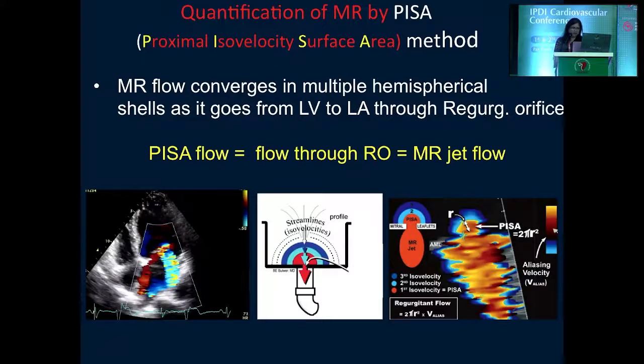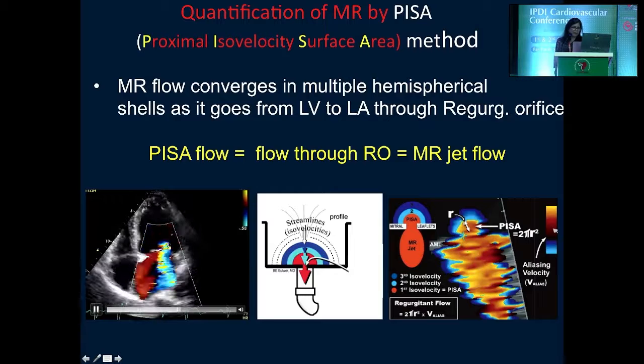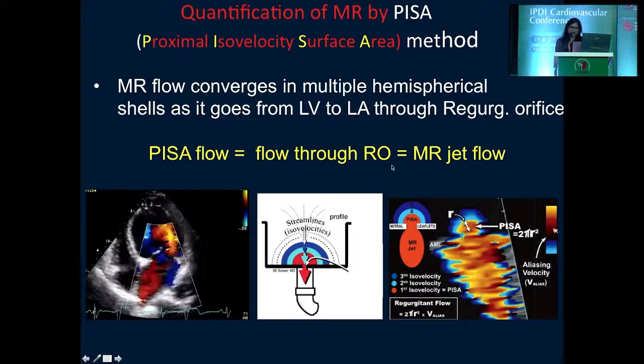And last of all, quantification of MR by PISA method. It's very, very easy. Just like stroke volume, you remember that PISA flow is equal to flow through the regurgitant orifice, which is equal to MR jet flow. Just compare it with a tank. You are opening the tank and multiple shells of hemispheres are formed. The velocity of each shell is the same. The most proximal shell is equivalent to the regurgitant orifice, you see.